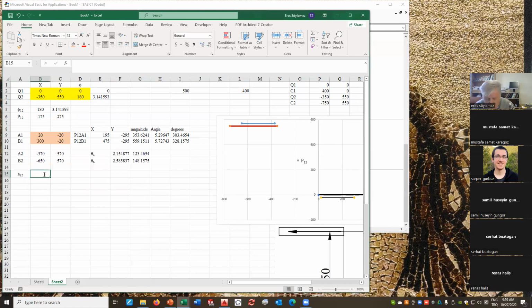One will be P12 x component plus 500 times cosine of this angle plus pi over 2, and the y component is equal to P12 y component plus 500 times sine of this angle plus pi over 2. Okay?